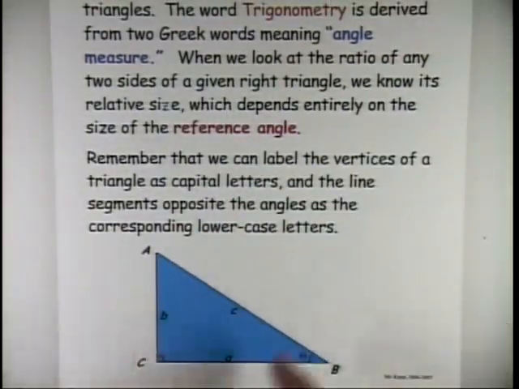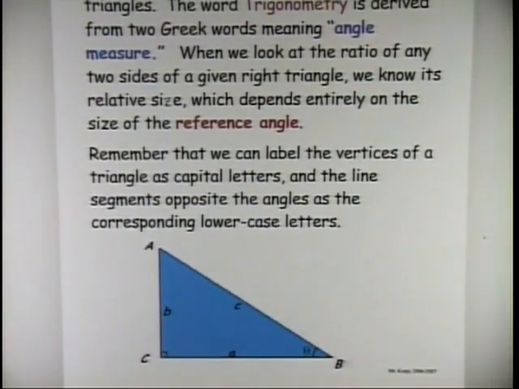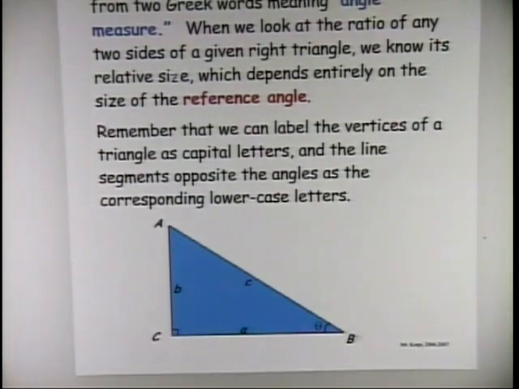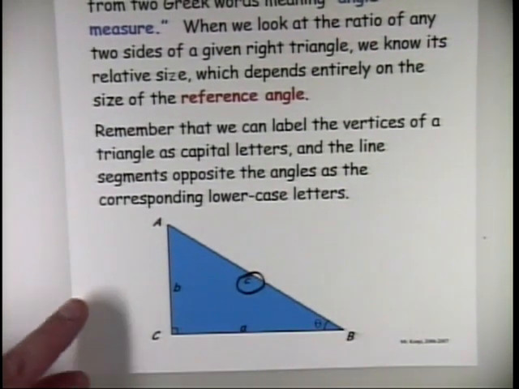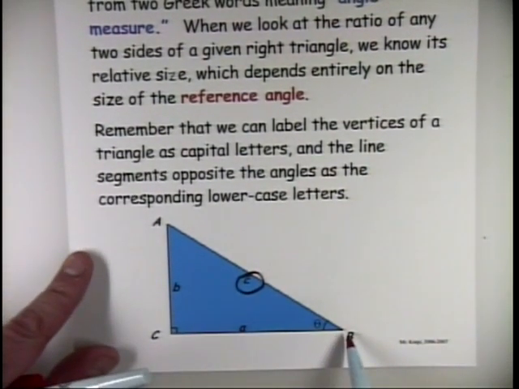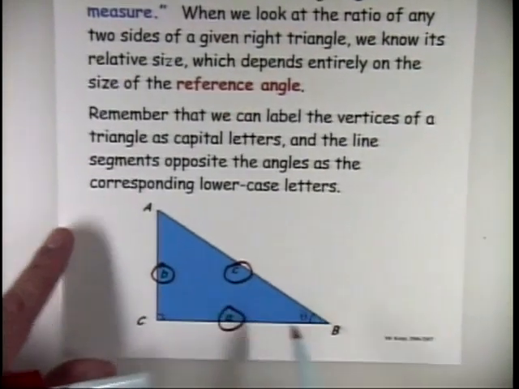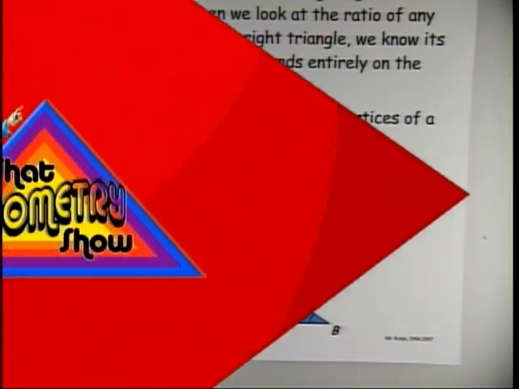Now remember, in any given right triangle, we can label the vertices of the triangle as capital letters. So this would be vertex A, vertex B, and vertex C. And then we can represent the line segments, or the lengths of the sides opposite the vertices, as the corresponding lowercase letter. So if angle C is the right angle, we can call side C the longest side, which is the hypotenuse. Opposite angle B would be side B, and opposite angle A would be side A. So that's just our notation, working our way around the right triangle.